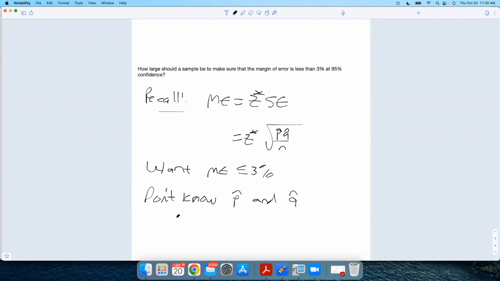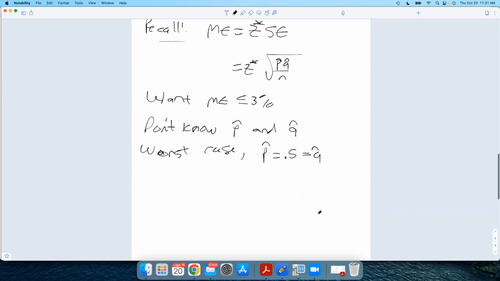So we do the worst case scenario. What numbers would make the margin of error the biggest it could possibly be? Those would be 50-50. So the worst case would be if both of these are 0.5. Anything less than that, if P hat is bigger than 0.5, then Q would be less. Anything different than 50-50 would make the margin of error smaller. So we're just looking at the worst case scenario.